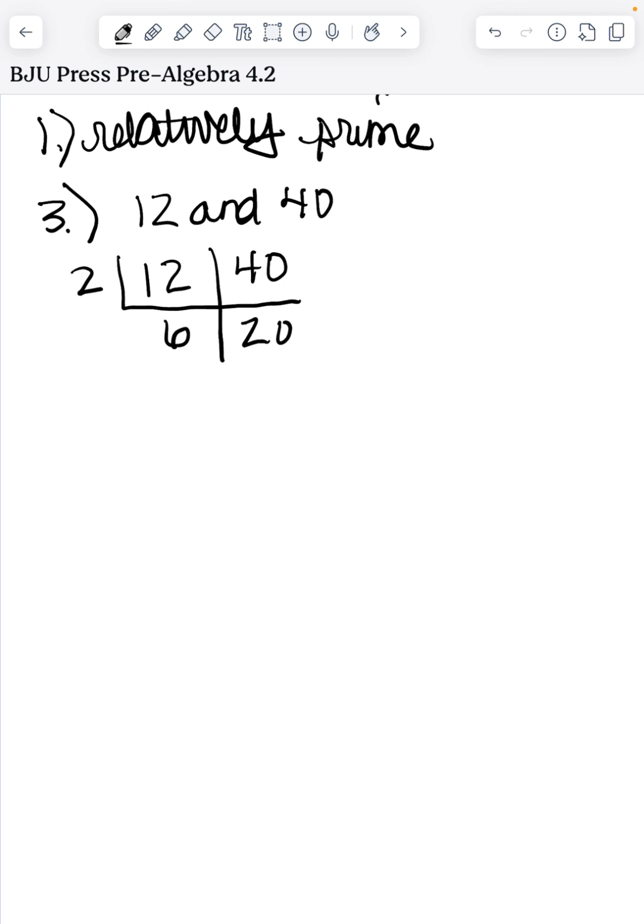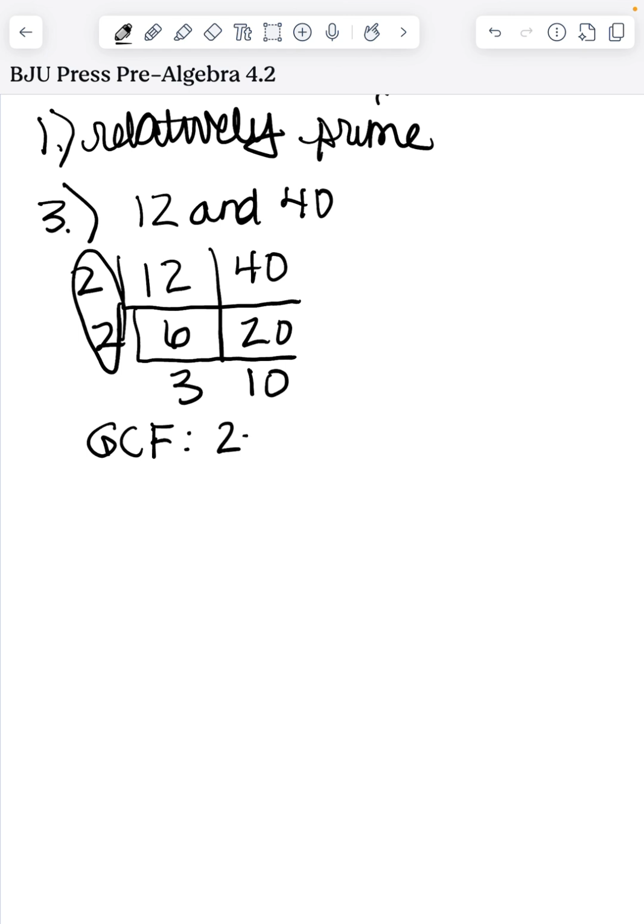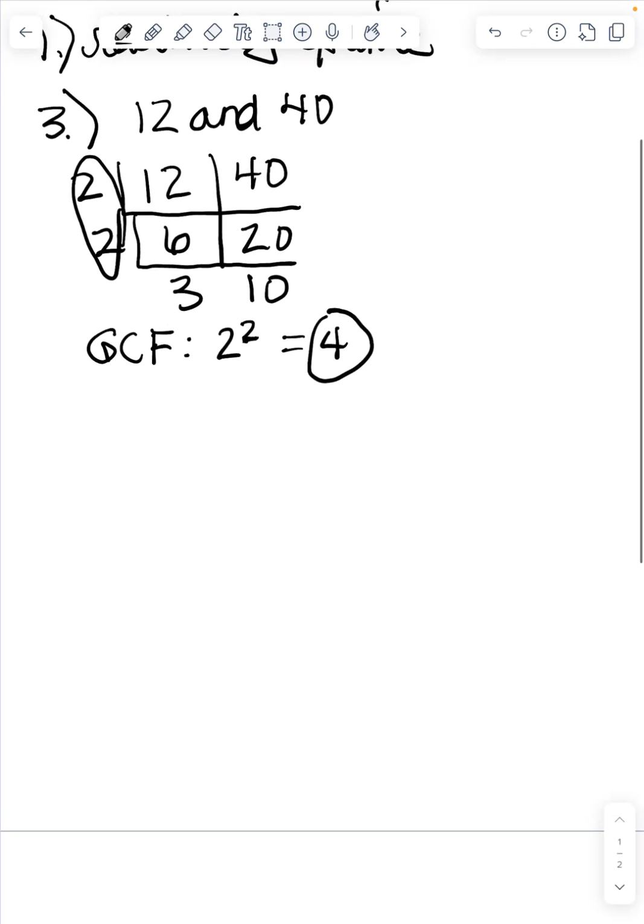Let's look at it again. What is the smallest prime number that divides out of both 6 and 20? It's going to be 2 again. So that leaves us with 3 and leaves us with 10. And we're done with that. There's no more prime numbers that will divide out of both of them, which means our GCF is the numbers that we divided out of both. You could write 2 squared or 2 times 2. Either way, the GCF is 4.